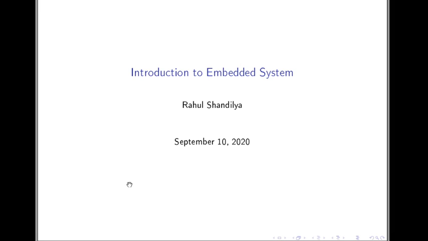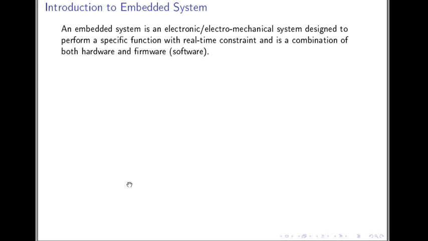So basically, what is an embedded system? An embedded system is an electromechanical system designed to perform a specific function with real-time constraints, and is a combination of both hardware and firmware. The important feature of an embedded system is that it performs a specific function, while general purpose processors or general purpose computers have no particular defined function.